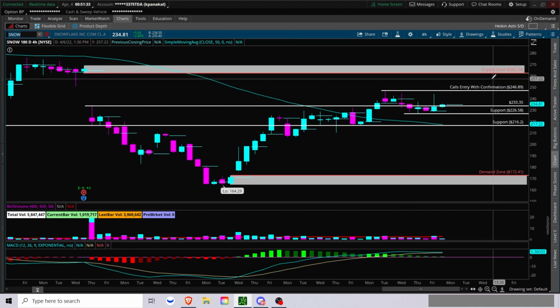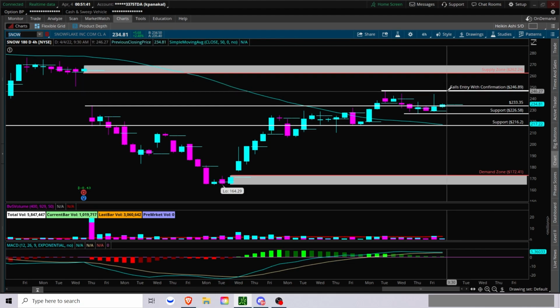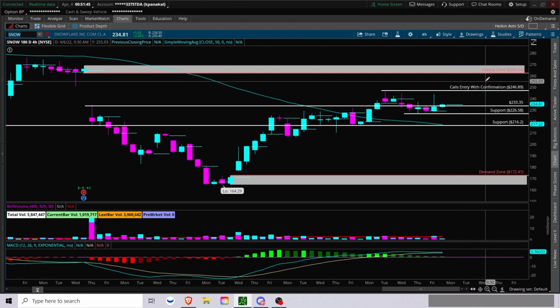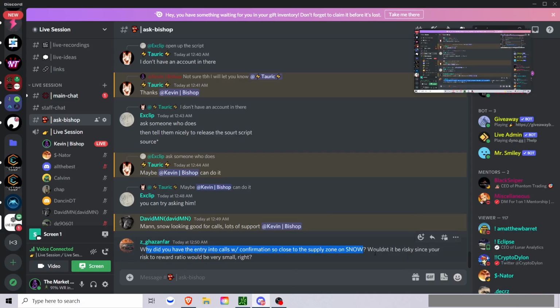So that's why you could get into calls, but it would be like a day trade or a scalp. It's not like a swing. You know what I mean? So it's just a position you look at, but it's not too risky to enter because there's still room for it to run before it could have a possible retrace. That's why I said that.